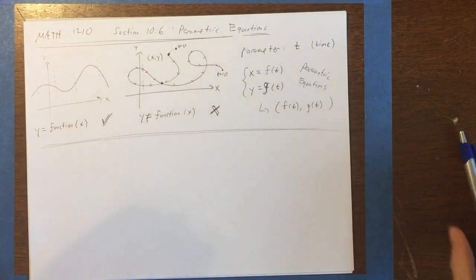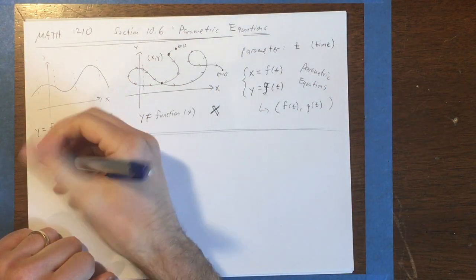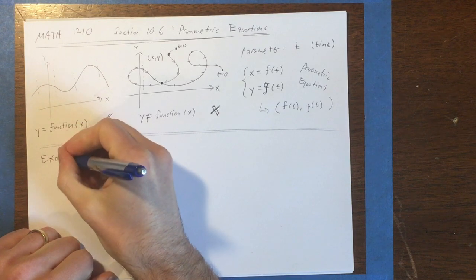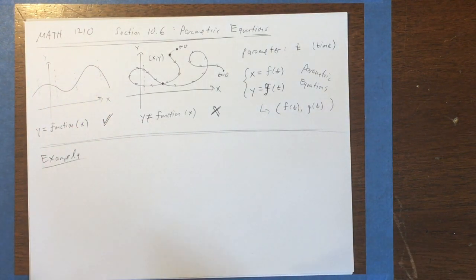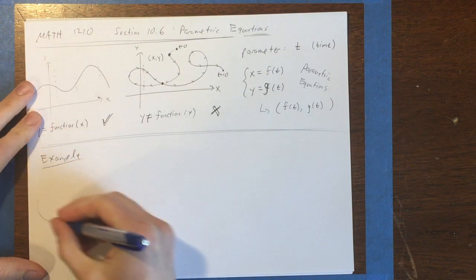All right, so we're learning about parametric equations. Let's do some examples. First example, maybe one of the simplest examples of a parametric equation describing a curve is the unit circle.